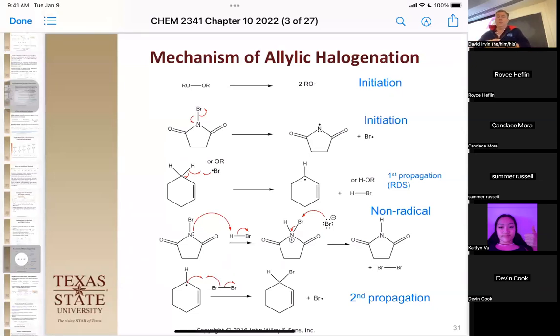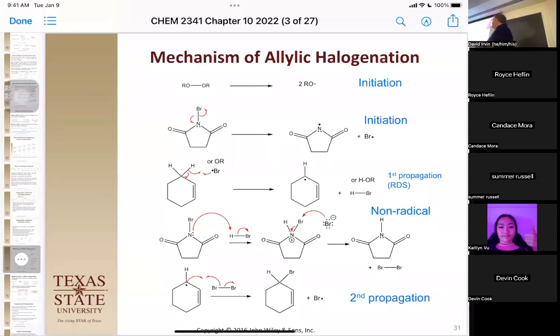Okay, we're all back. What we're going to do here is finish up chapter 10 today and start chapter 11. With that, we're going to look back at the mechanism of the allylic halogenation. I got partway through it, so I want to start it over because it really makes sense if you start from the beginning.